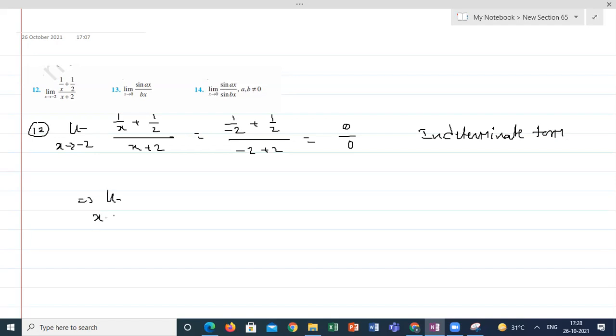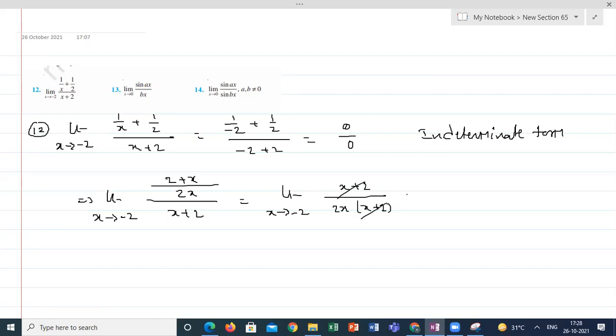Limit x tends to minus 2. If I am taking LCM in the numerator, this will be 2x, it will be 2 plus x. It's going to be written as limit x tends to minus 2, x plus 2 divided by 2x into x plus 2. x plus 2 is cancelled. So the answer is 1 by 2 into minus 2, minus 1 by 4 is the answer.